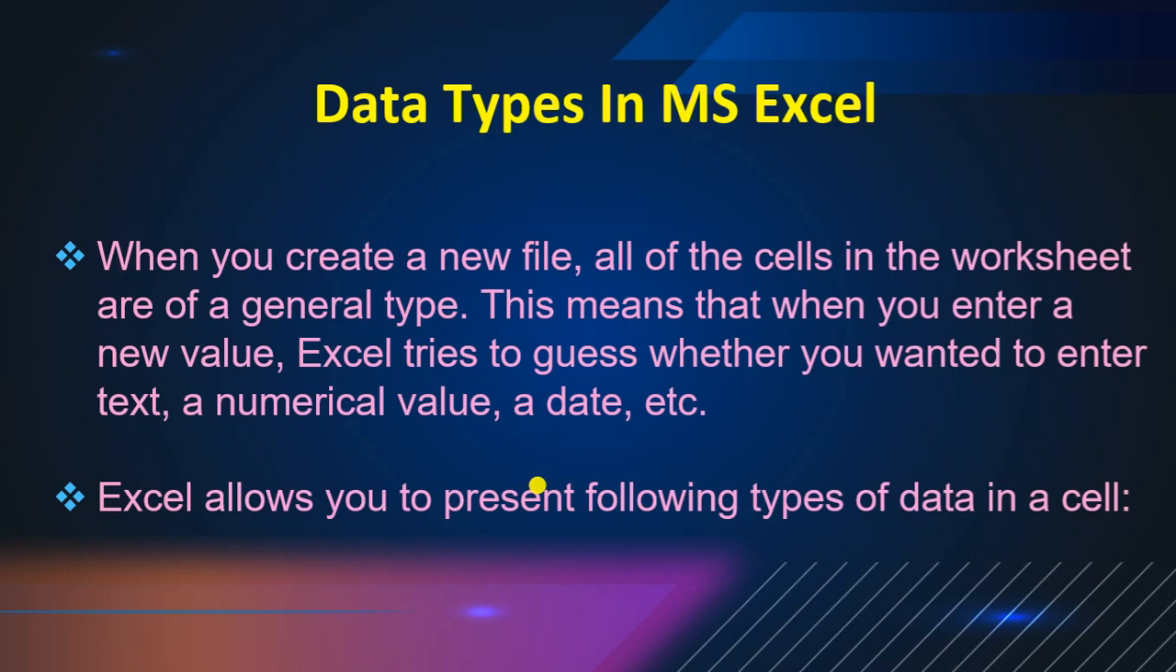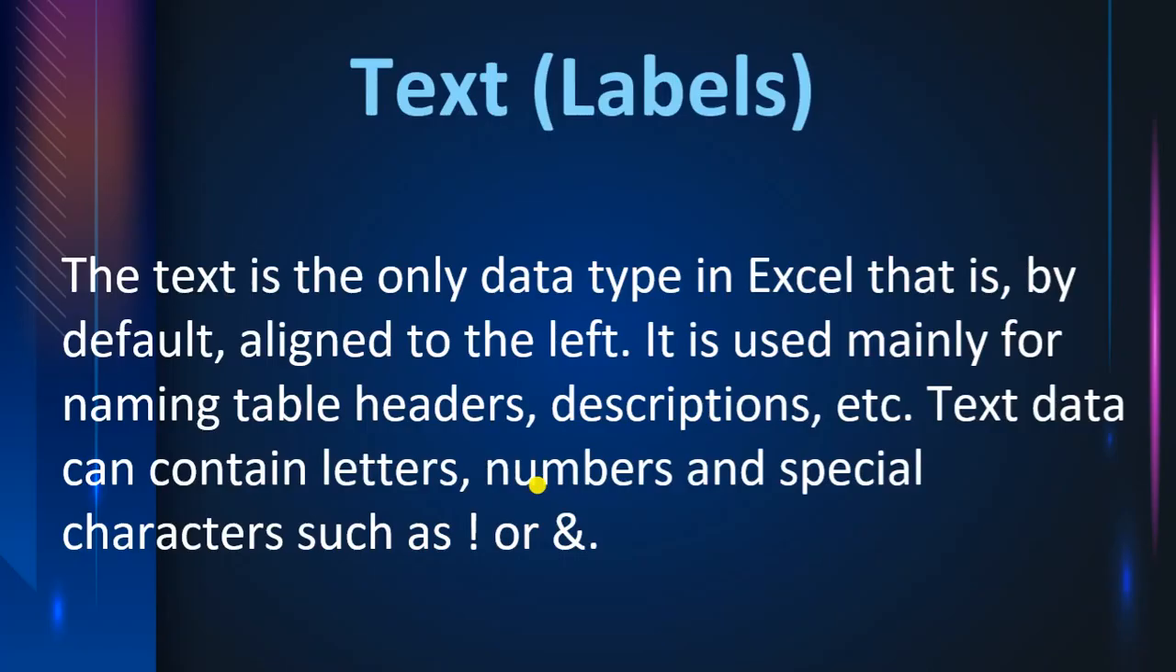Excel allows you to present the following types of data in a cell. We have types of data in Excel that we are going to learn here. First is text labels. Text is the default data type in Excel. When you type anything in any cell, it will be text only. Text can be numbers, alphabets, special symbols, punctuation marks. These are all text. By default, text is assigned. It is mainly used for naming the table headers.